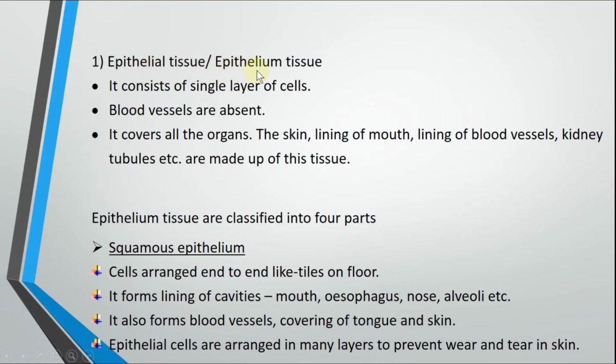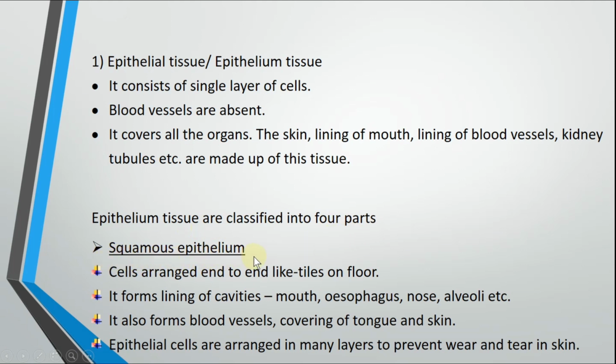Epithelial tissue or epithelium tissue. It consists of a single layer of cells. Blood vessels are absent. It covers all organs, the skin, lining of mouth, lining of blood vessels, kidney tubules, etc. are made of this tissue. Epithelium tissue is classified into four groups or parts.